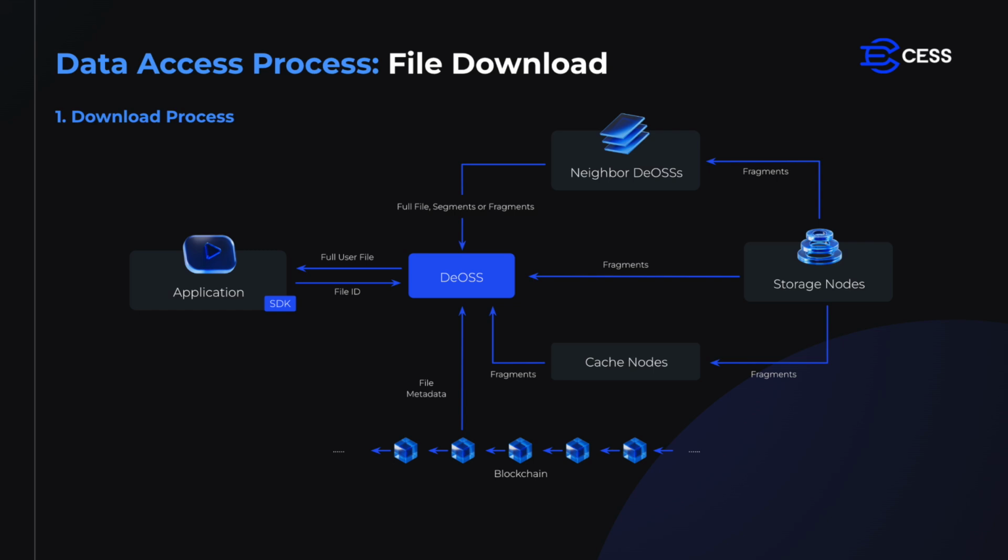A notable feature of DeOSS is its unique upload once, download anywhere functionality. This means that users and applications can download data from any DeOSS instance regardless of which DeOSS the data was initially uploaded to. This feature provides flexibility and convenience as it eliminates the need to use the same node for both upload and download, thereby enhancing the accessibility and availability of data across the network.